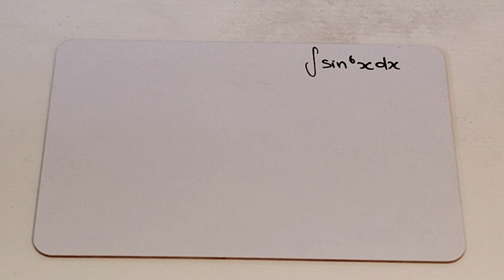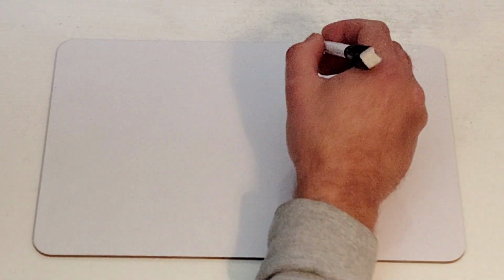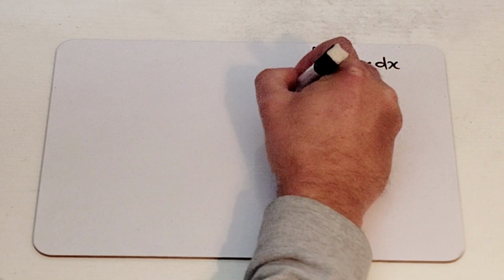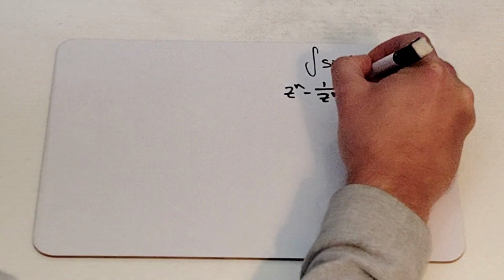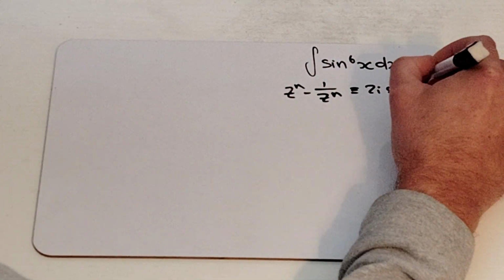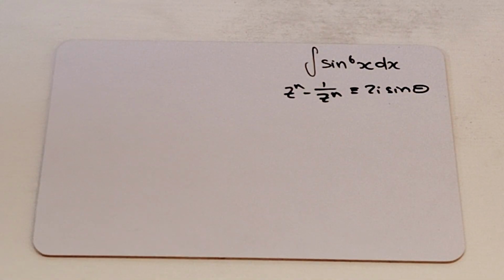So we need another avenue of attack, and this is where further maths comes in. There are two different methods here. The first one I'm going to use is de Moivre's theorem substitution or identity. I'm not going to derive it, but I'm just going to state it at this point. So we can use the de Moivre's identity that z to the n minus 1 over z to the n is equivalent to 2i sine theta, or sine x in this case.